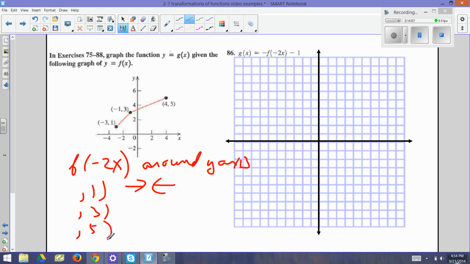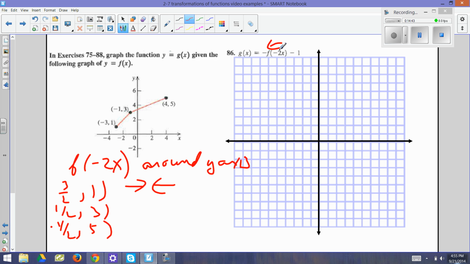Instead of it being negative 3, it's negative 3 divided by negative 2. Around the y-axis, x is changing signs, so the negative 3 gets to be a positive 3, and then now it's 3 halves. The negative 1 becomes positive 1 divided by 2, which is 1/2. The 4 becomes a negative 4 divided by 2. So that's your compression there.